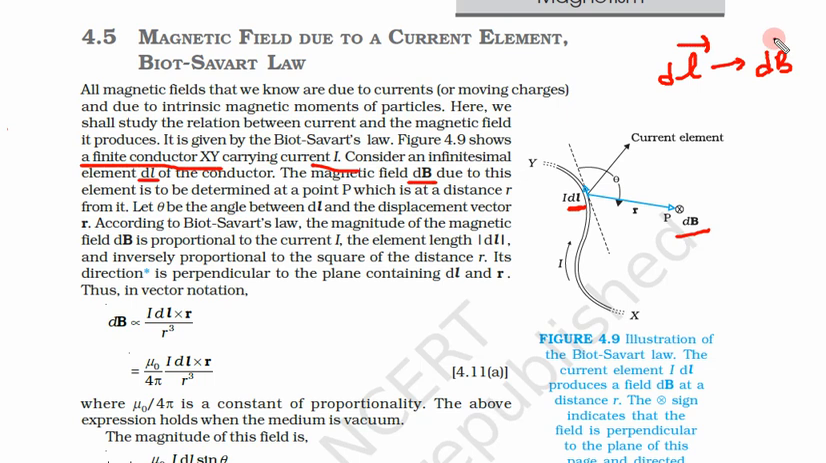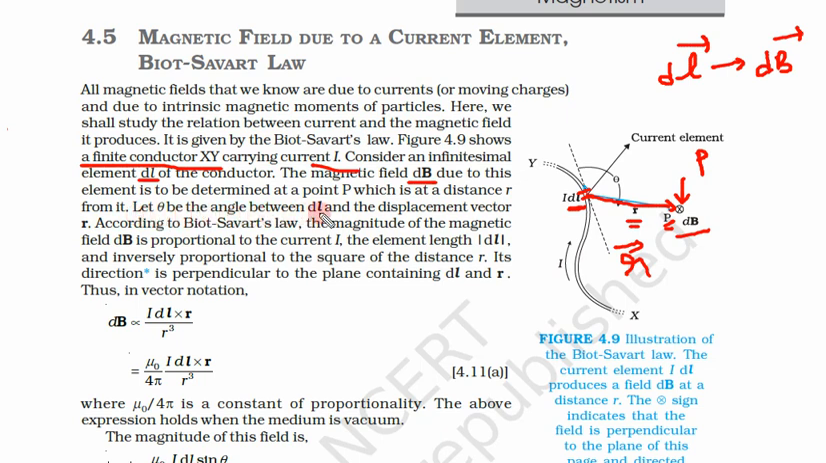Again dl is a directional vector quantity and B is also a vector quantity. So we have to calculate the magnetic field dB due to this element at a point P. This is point P here. Point P has a distance r from this element. So we have taken a very small portion dl and this has a distance r from this point. Again r is also a vector quantity.